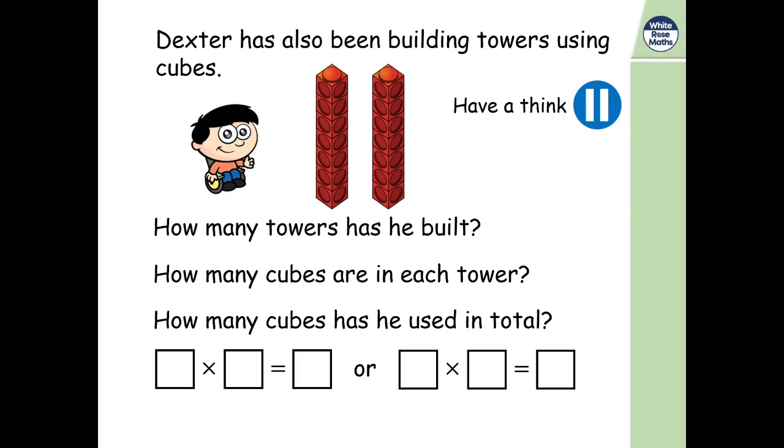Okay, now everybody's had a go at that. We are still going to be doing the 2 times table, but in a slightly different way. So how many towers has he built? He's built 2. How many cubes in each tower? 7. How many altogether? 7 add 7. It's thinking about our doubles. 14. So we've got 2 groups of 7 equals 14. Or if we did it in rows, you've got 7 groups of 2, which also equals 14.